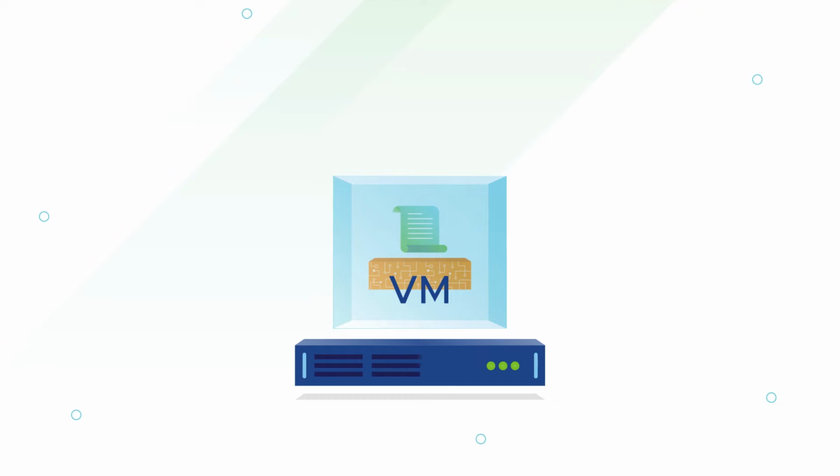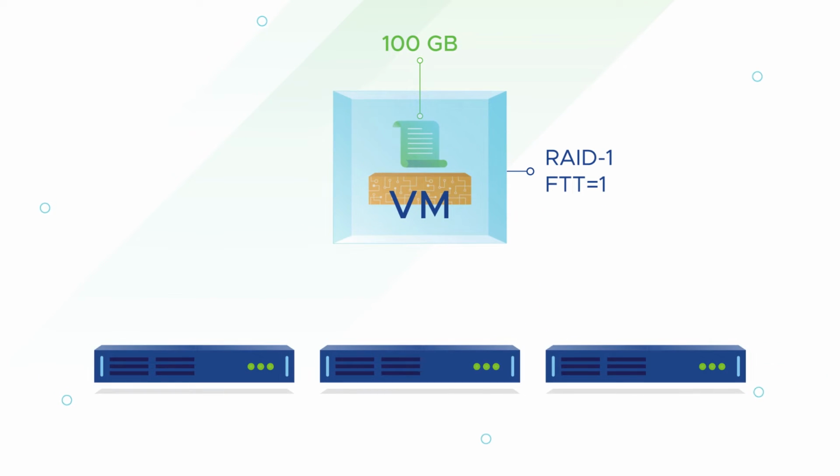Failure to tolerate, or FTT equals 1, and RAID 1 mirroring implies that the cluster is designed to tolerate a one-node failure without any data loss. As an example, a 100 gigabyte virtual disk with an FTT equals 1 and RAID 1 mirroring would consist of two 100 gigabyte components placed on two hosts with a witness component on a third host.